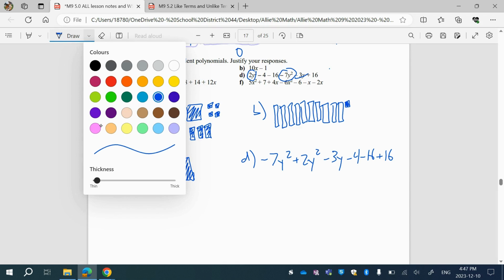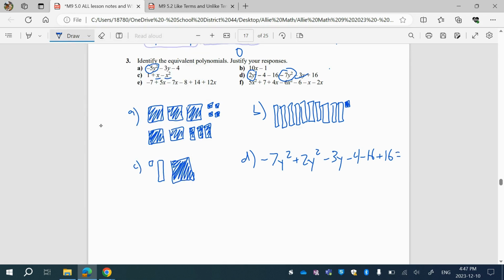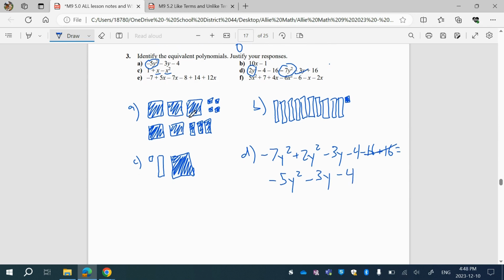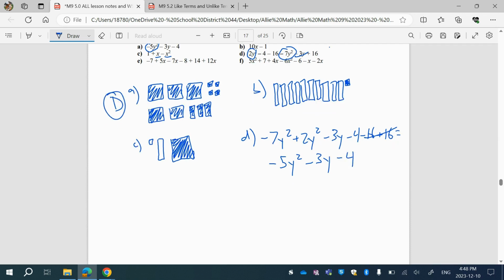Okay, let's do it. This equals negative 7 plus 2, which is going to be a negative 5y squared. Next, we have the negative 3y, and we have a negative 16 and a positive 16. That's going to cancel each other out, and we're left with that negative 4. So looks like this one here, negative 5y squared, negative 3y, and negative 4. So I'm going to say D here is the same as A.